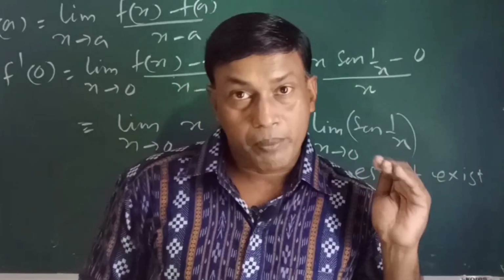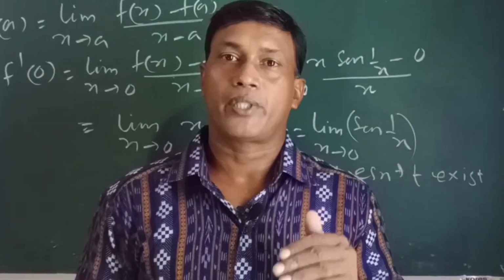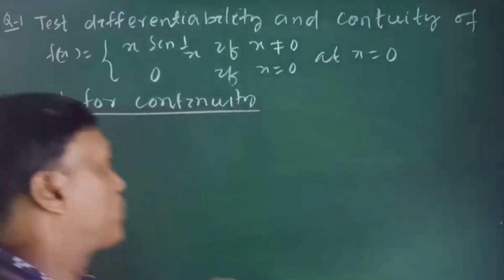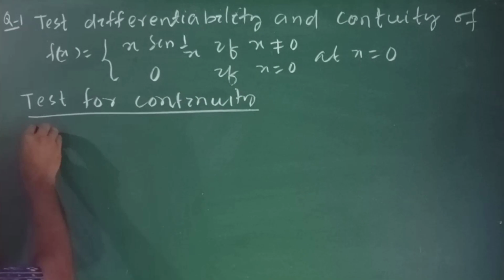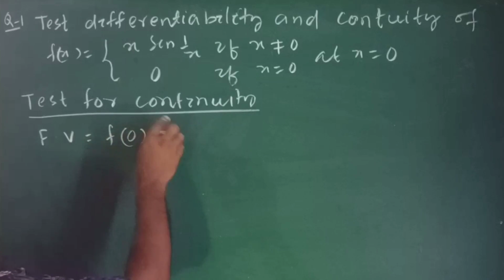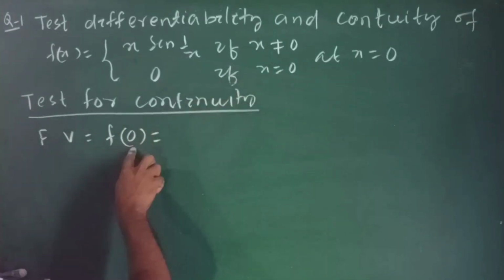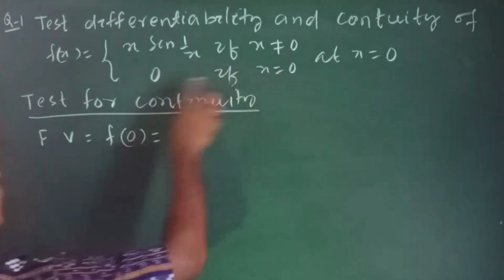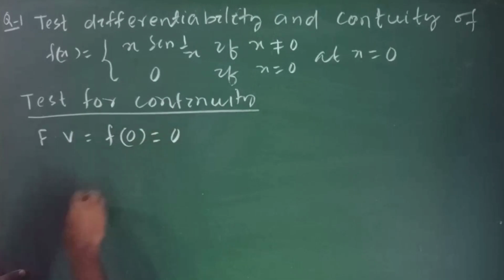So if this function is not differentiable, then we have to test the continuity. Test for continuity. In order to test the continuity, first we need functional value. Functional value means f of 0, and f of 0 means the value of the function when x is equal to 0. When x is equal to 0, the value of the function is 0. So this is functional value.